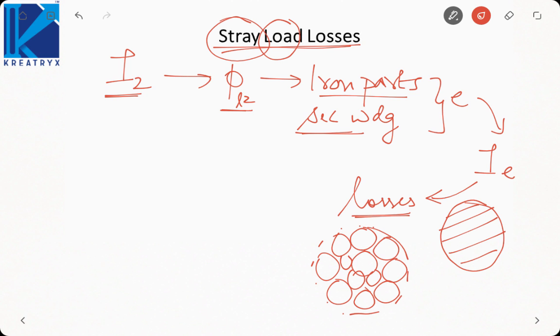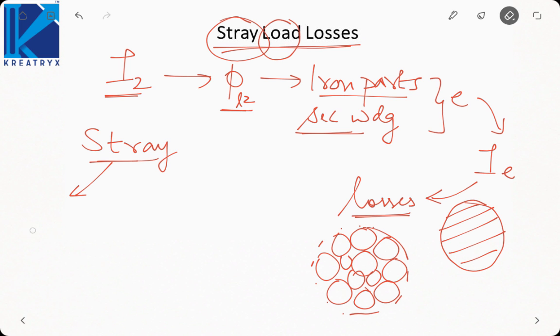Similarly here, we divide our entire solid conductor into thinner conductors to reduce the eddy current losses. Okay. So even the stray load loss has two components. One is the losses that are occurring in the iron parts, that will be called as iron stray load loss. One is occurring in the conductors, that will be called as copper stray load loss.